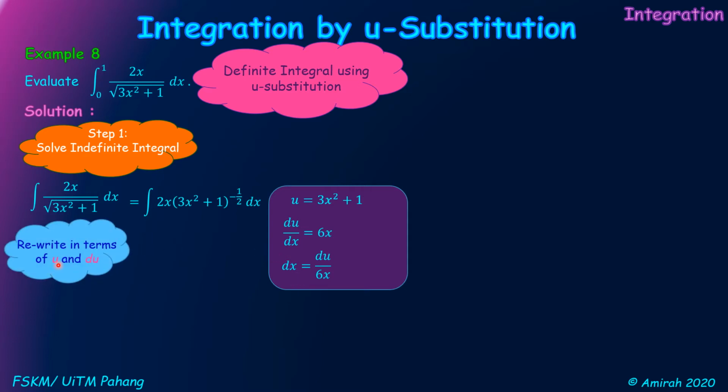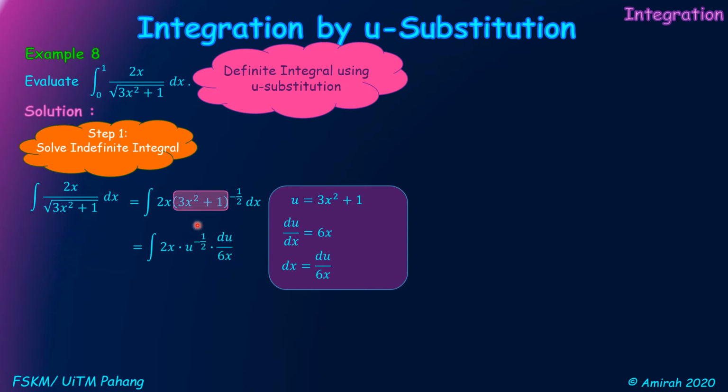The next step, we rewrite in terms of u and du. So we can write 2x times u to the power of negative half, and for dx, we write du over 6x. The steps are, we replace 3x squared plus 1 by u here, so we get this, to the power of negative half. After that, we replace dx. From here, we have dx equals du over 6x, so we can replace it here.